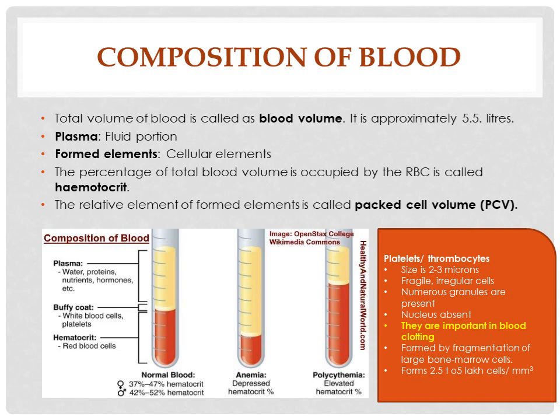And in some cases it is called polycythemia, where there is a very elevated hematocrit value and the RBCs are more compared to plasma. So this is all about the general classification or composition of blood. Next we will see a small topic, that is platelets or thrombocytes.